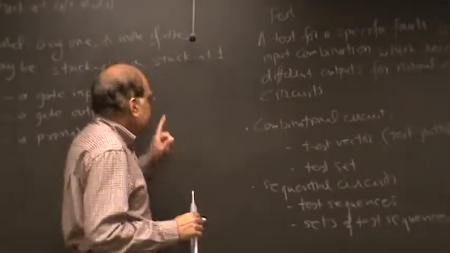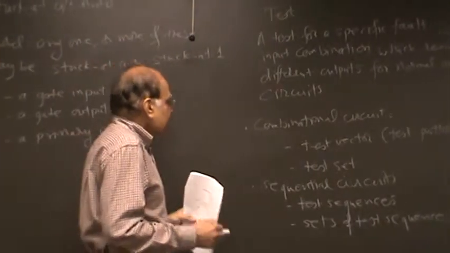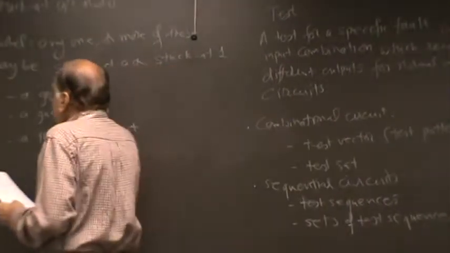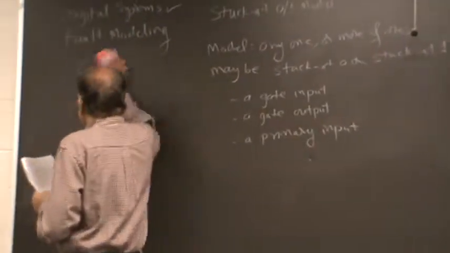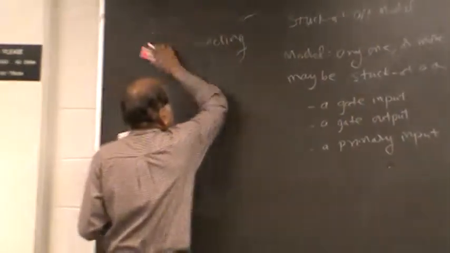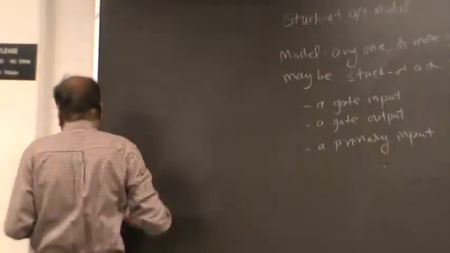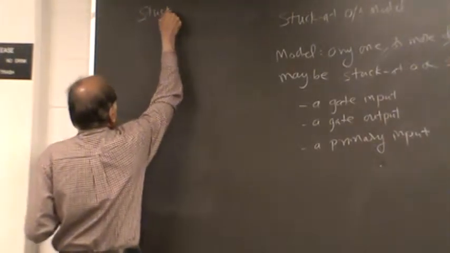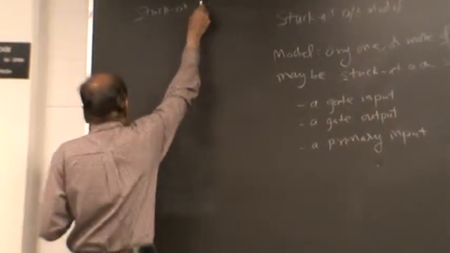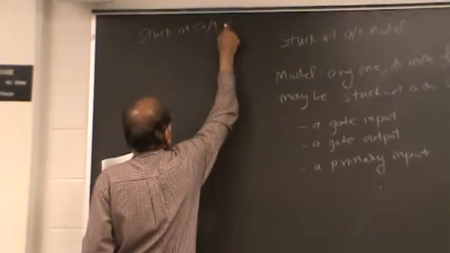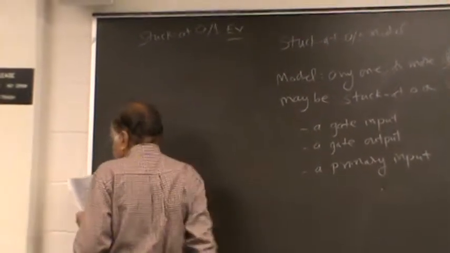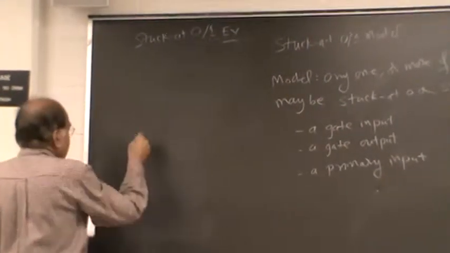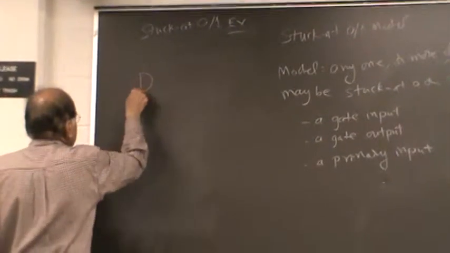Now let us look at an example of the stuck-at fault model. So let us assume that we have a circuit. It's a simple example. And this is an example. Let us say we have a circuit.